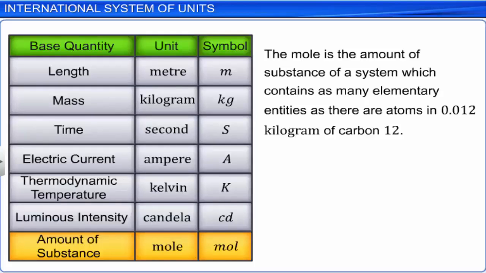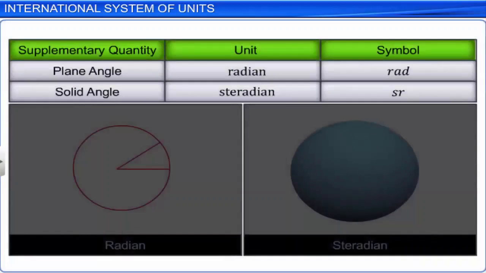Apart from these base units, SI has defined two more units for two supplementary quantities, namely plane angle and solid angle.